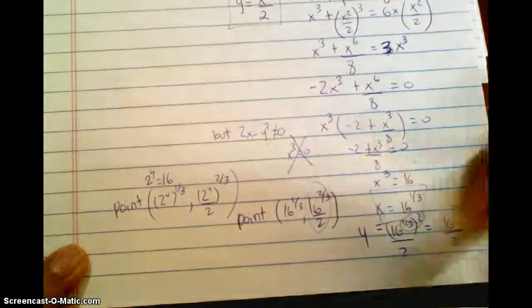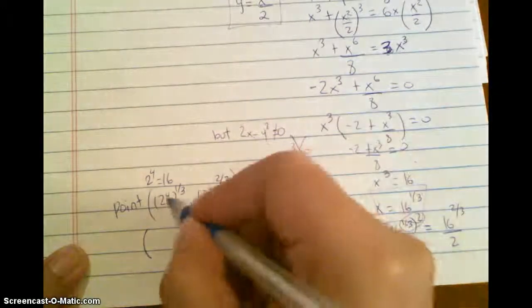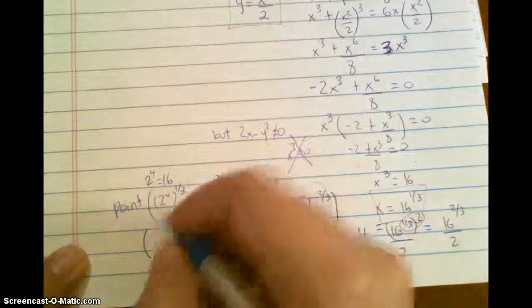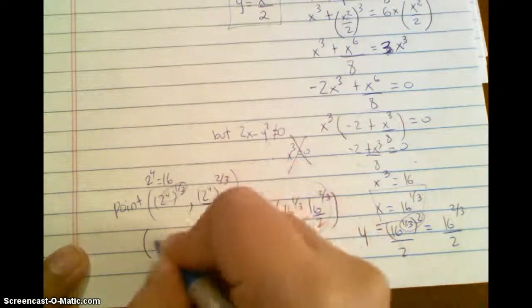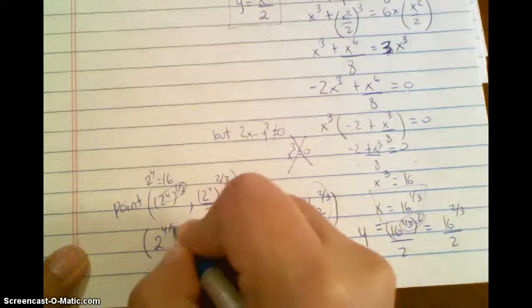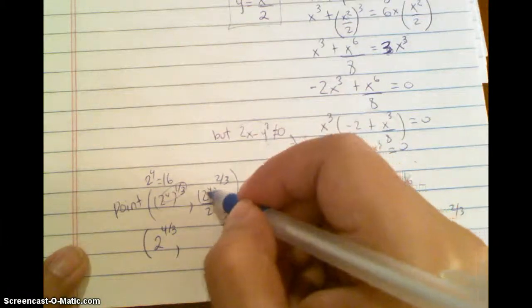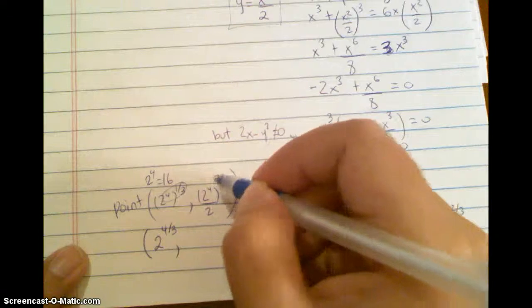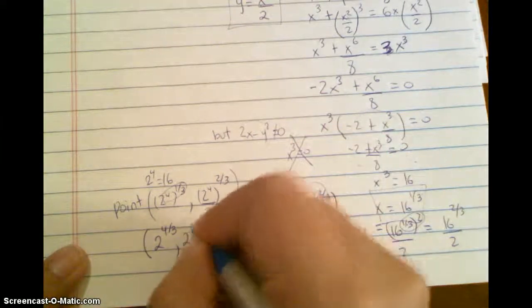Okay, so now that I have all powers of 2, let me simplify a little bit more. I know that when I have a power of a power, I multiply the exponents. So I have 2 to the 4/3, and then I have here 4 times 2 is 8, 8/3 minus 1, that will be 5/3.